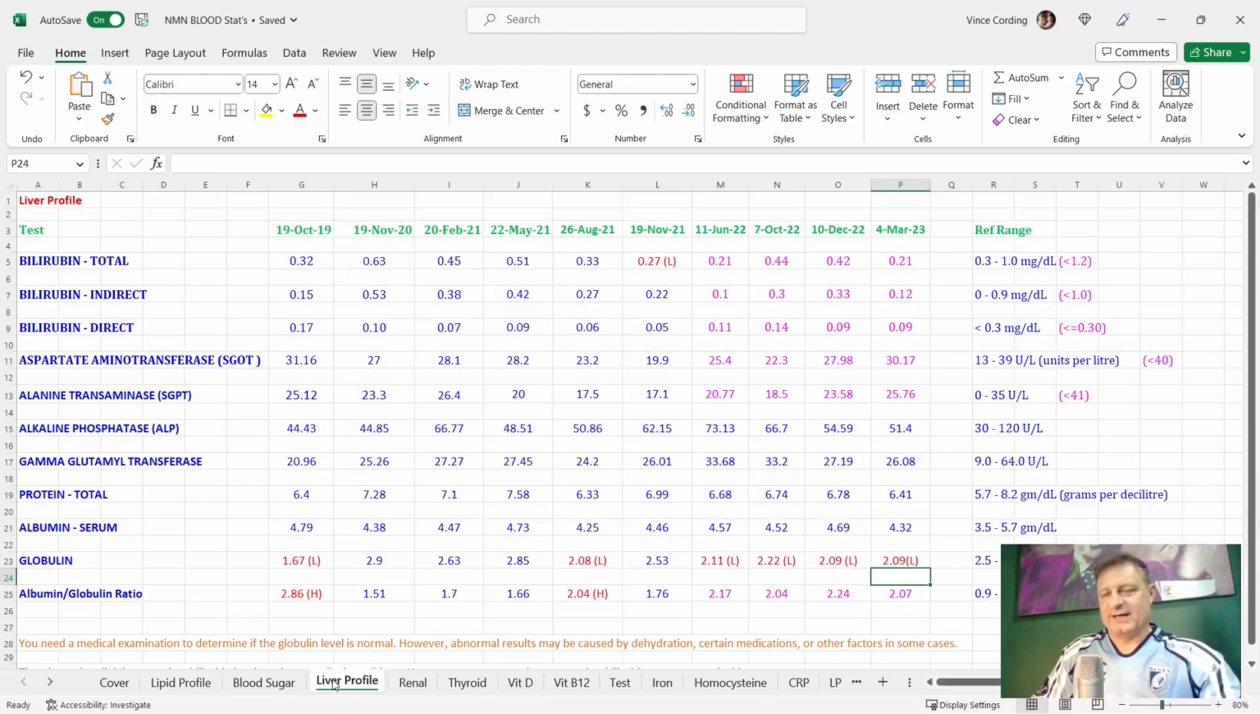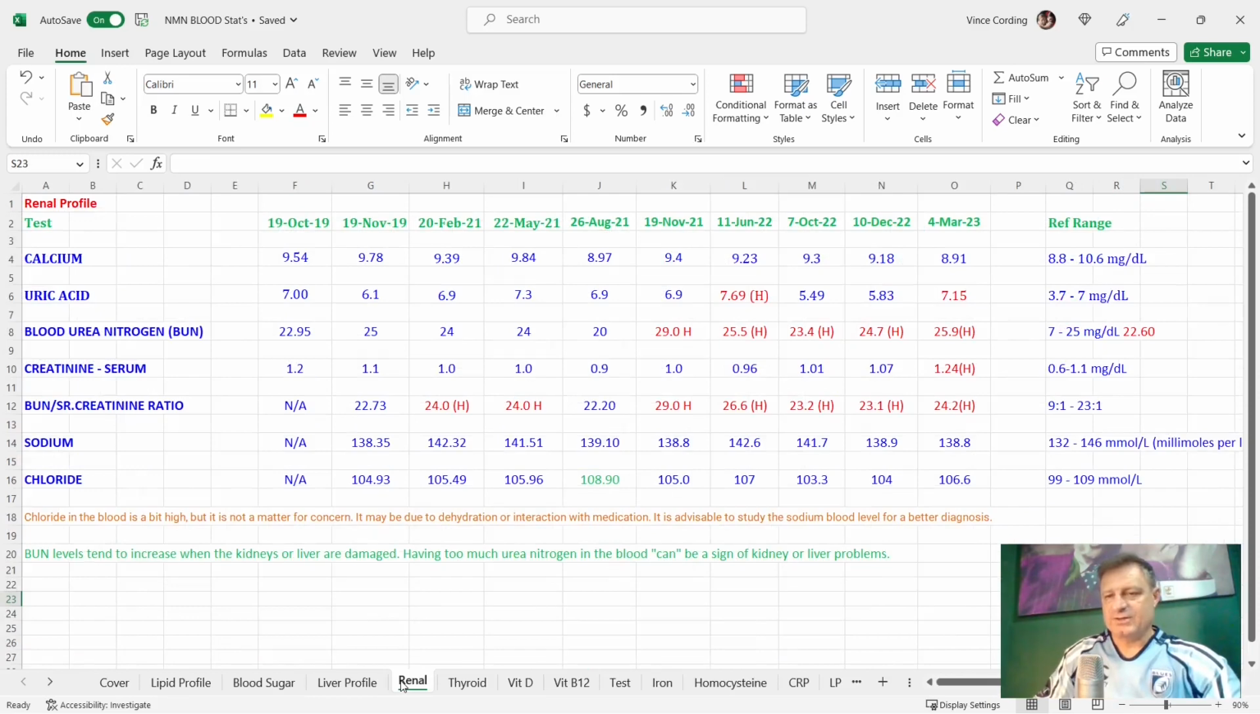Moving on, let's look at my liver profile. You can see here all the figures in this column are much the same as they were for the last 3 months. My globulin is still low. I've questioned the doctor about this because I've had it for 4 months. She says they're only just a little bit low, so nothing too much to worry about. There are other things that she looks at. I'm not sure which ones they are in this list here on the left, but she says if this is low on its own, it's not really an issue. So that's it for liver profile.